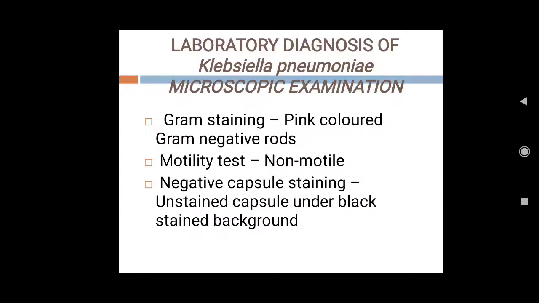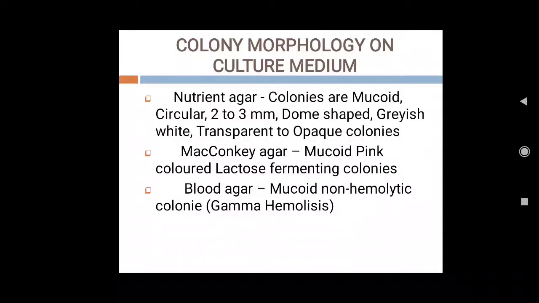Laboratory diagnosis of Klebsiella pneumoniae. Microscopic examination: Gram staining shows pink colored Gram negative rods, motility non-motile, capsule staining negative, unstained capsule under a black stained background. Colony morphology on culture medium: on nutrient agar, colonies are mucoid, circular, 2 to 3 mm, dome shaped, grayish white, transparent to opaque.